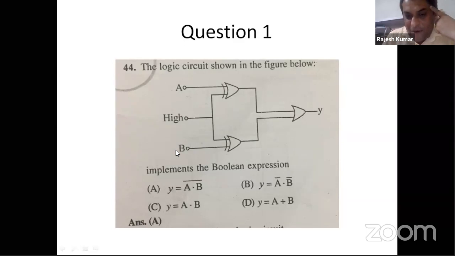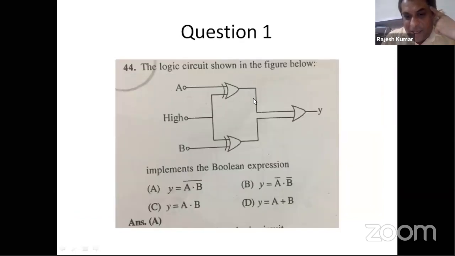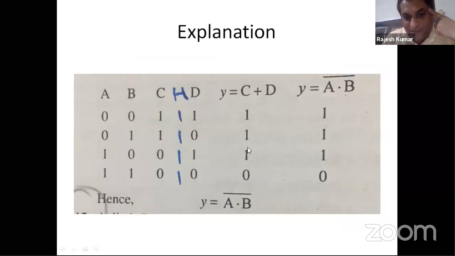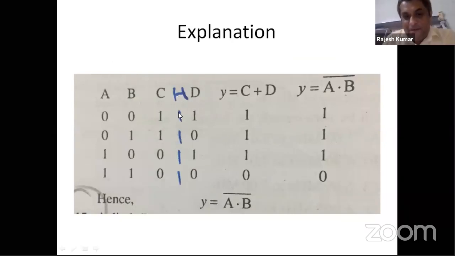And ultimately, this is its explanation: you can give A and B as 0 0, 0 1, 1 0, and 1 1. Similarly, C is the output of this. A permanently high output I have given as 1111 because it's permanently high.